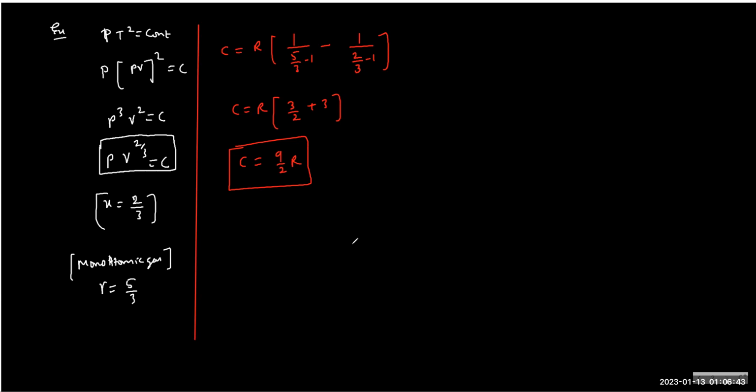Now the benefit is once you know the C, the dq is the easiest thing you can write. dq is nC dt, that's it. So replace C here, and they will give you moles and temperature change, and you can get the dq. So in a polytropic process, we always calculate the C first, and because we know the C, we always write the dq.